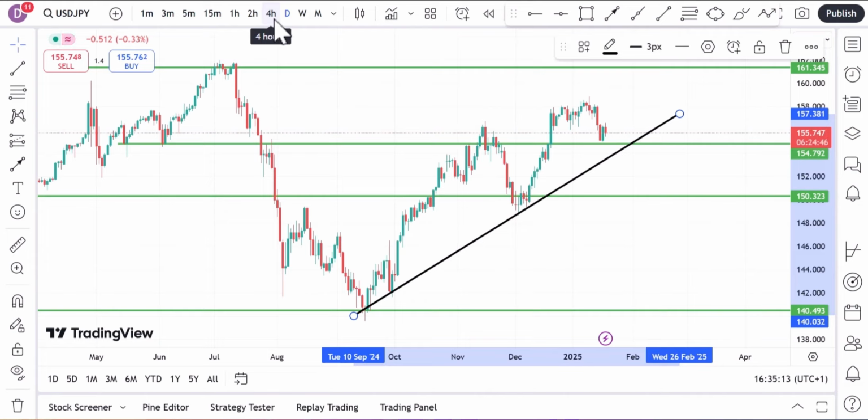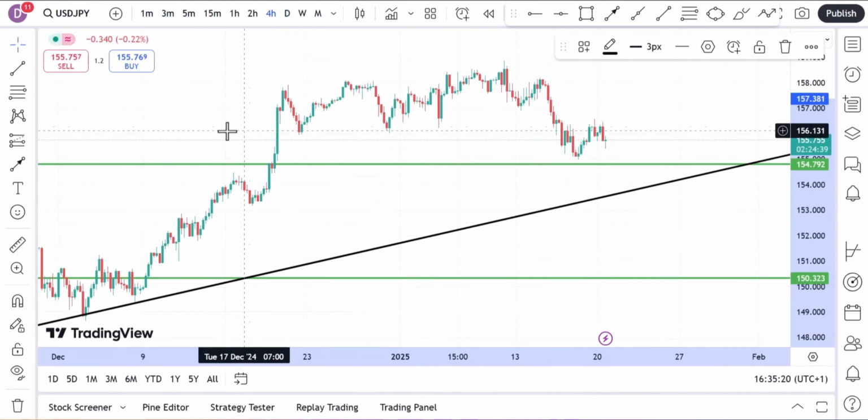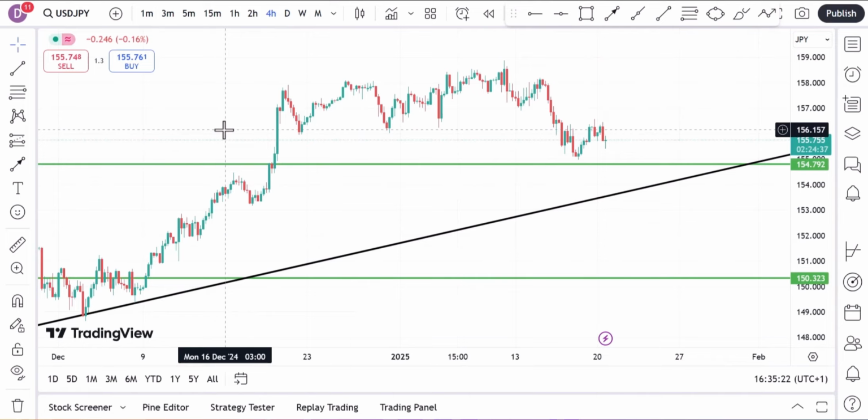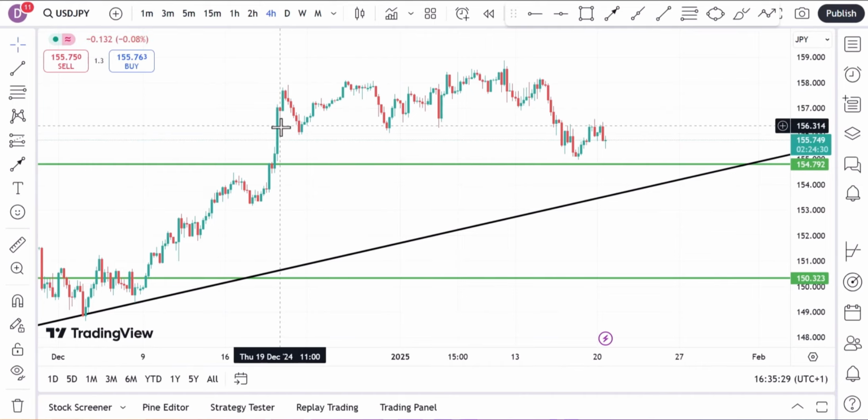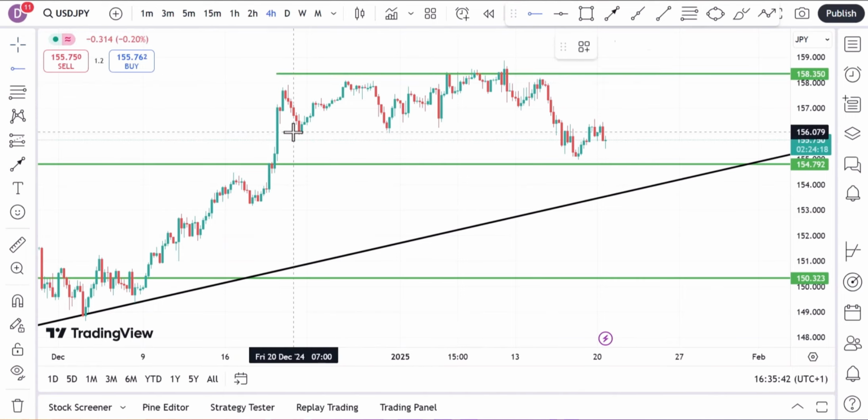Identify your buyers or demand zone, and identify your seller zone or supply zone. It is very, very important. Now what I will do on this, let's go to the 4 hour time frame. On the 4 hour time frame, the market ranged for some time. Okay, we can see that it's ranged for some time. Let's mark it. So for me, I'll pick this.